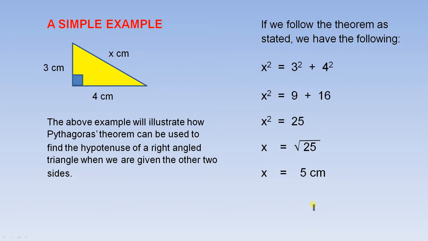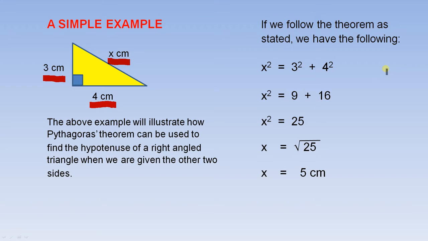A simple example. The above example will illustrate how Pythagoras' theorem can be used to find the hypotenuse of a right-angled triangle when we are given the other two sides. Now here is the hypotenuse, x centimetres. We don't know that length, but we know the length of the other two sides. So using Pythagoras' theorem, we are going to work out the length of this hypotenuse.